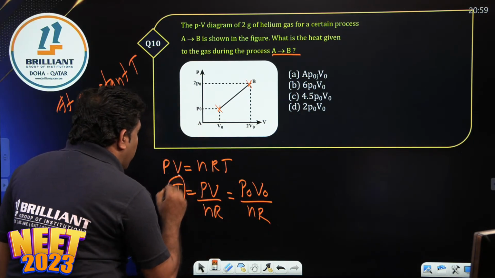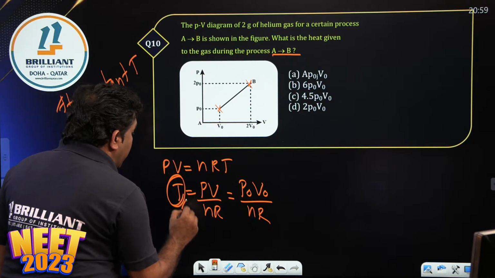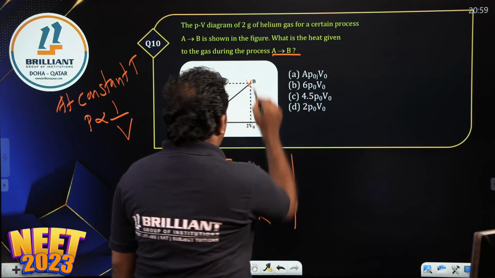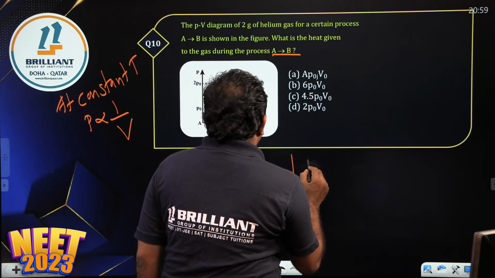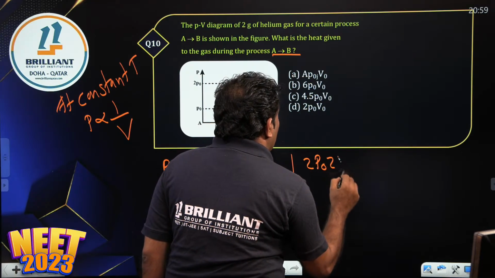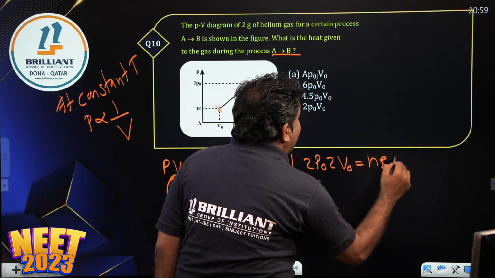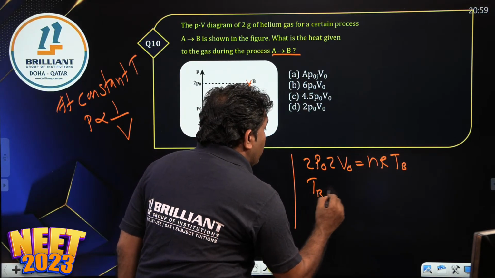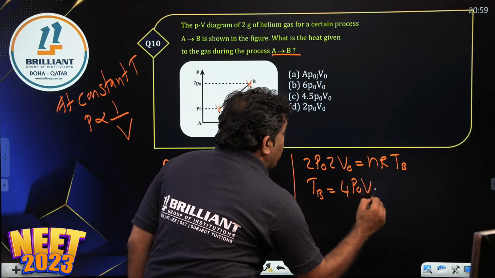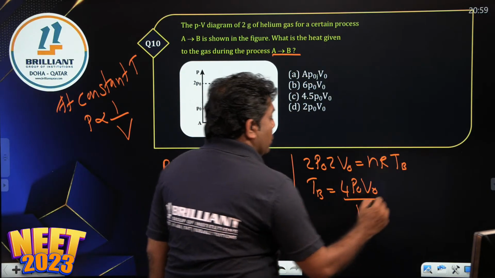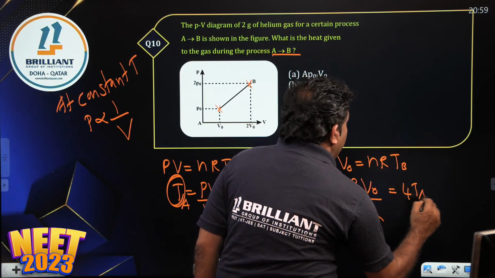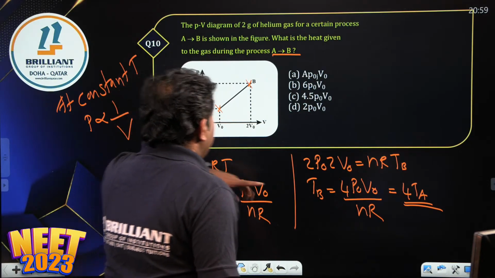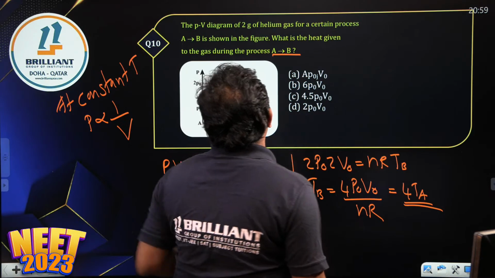So the initial temperature is TA. Now in the final case, we have 2P naught and 2V naught. So 2P naught into 2V naught equals nR into TB. So TB equals 4P naught V naught divided by nR, which is equal to 4TA. The temperature is increasing, so it's very clear that from A to B, the temperature is also increasing.